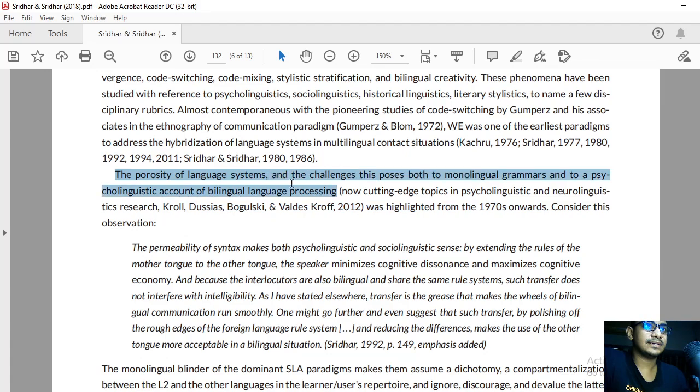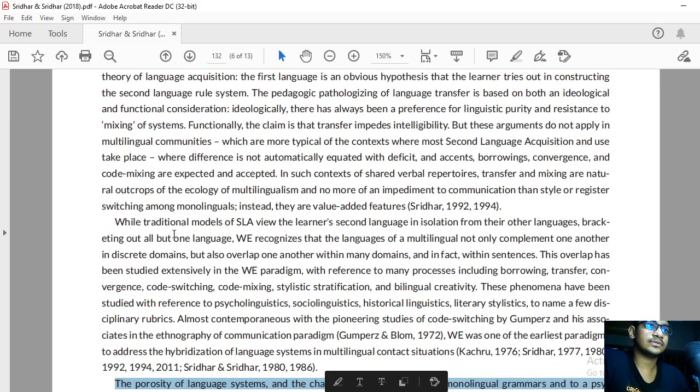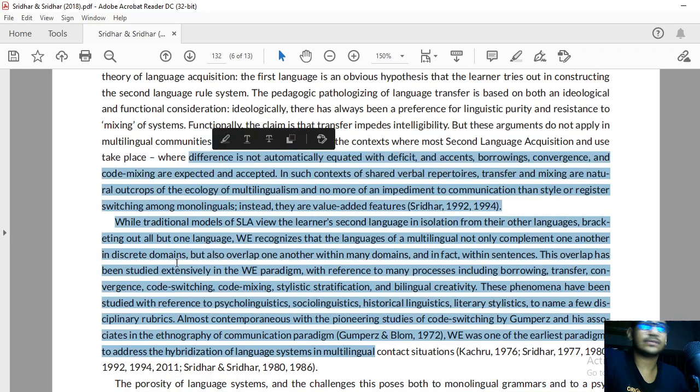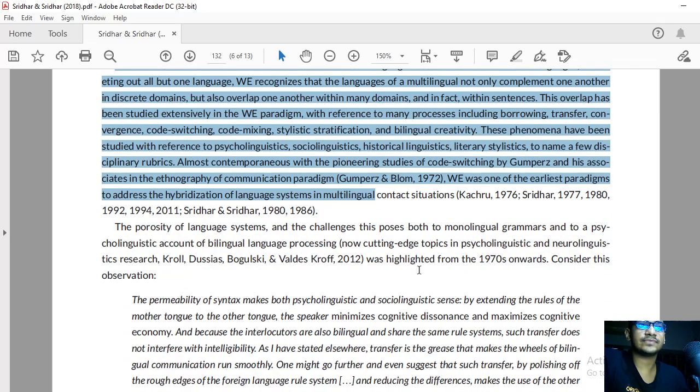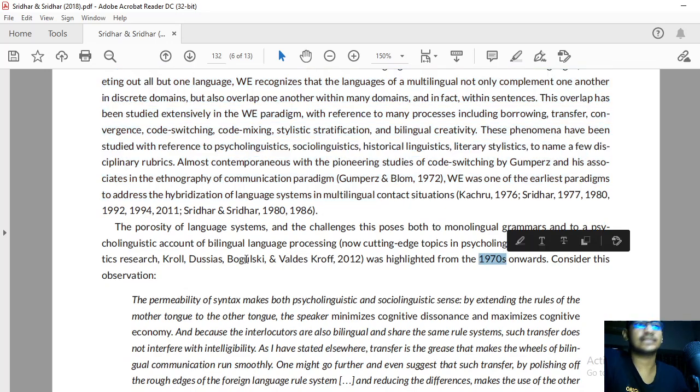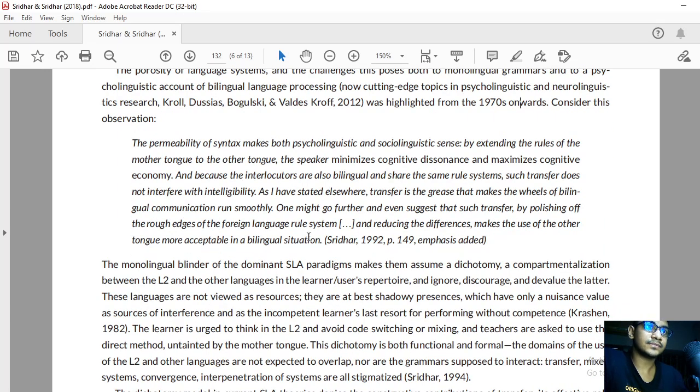So this hybridity that Sridhar and I were talking about was highlighted from the 1970s by World Englishes scholars. Consider this observation. Here we have a long quote from Sridhar, 1992. He says, the permeability of syntax. Permeable means like a permeable membrane, right? Which allows water or other minerals to flow through it, to pass through it.